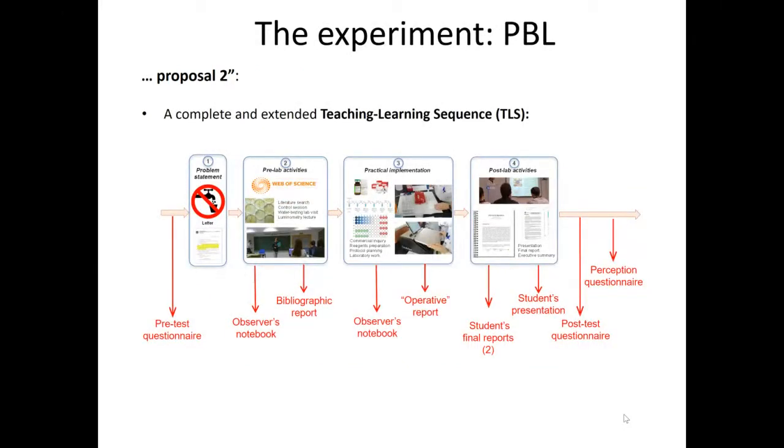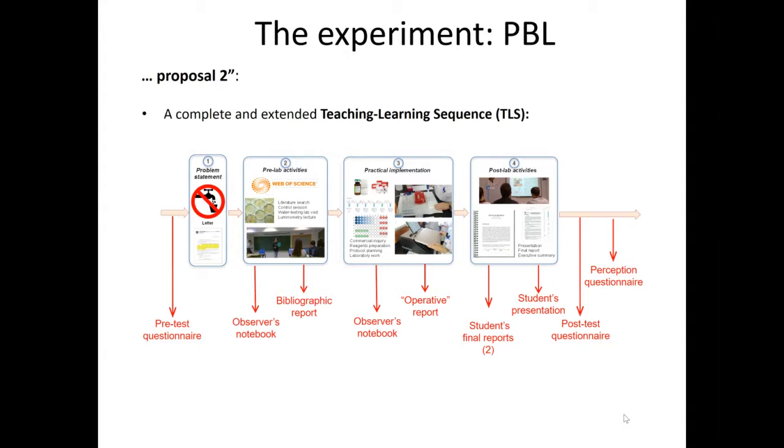In the other approach, it was the problem-based learning. This was completely different. In this case, students did not receive any protocol. They were asked to split into groups of 4 students each, and they were working as corporations. Every corporation received a letter from the teacher with a problem statement. This was that they had to develop a method to detect microbial contamination in tap water, and this method should be rapid, reliable, and cheap.